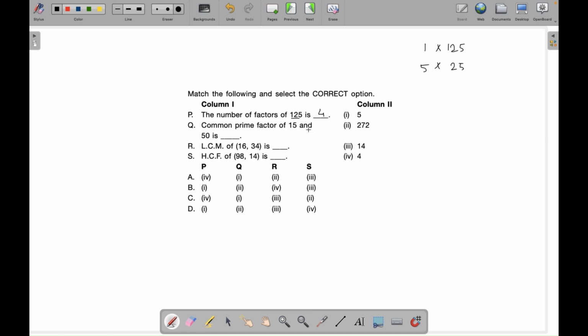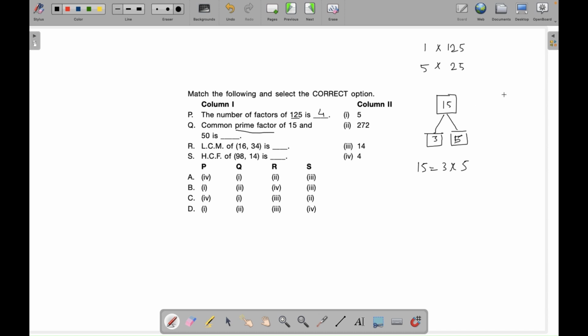Common prime factor of 15 and 50. So we have to find a prime factor that is common for 15 and 50. Whenever we are asked to find the prime factors or common prime factors, we need to do prime factorization, and to do prime factorization, we need to build factor trees. Okay, so I'll write 15, so 3, and then 5. So this is the prime factorization. We can write 15 as 3 times 5.